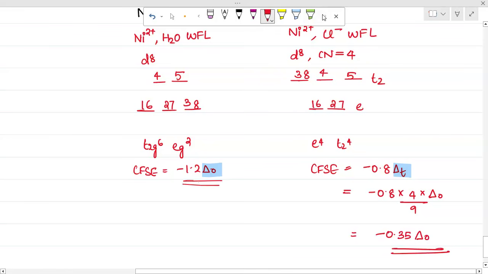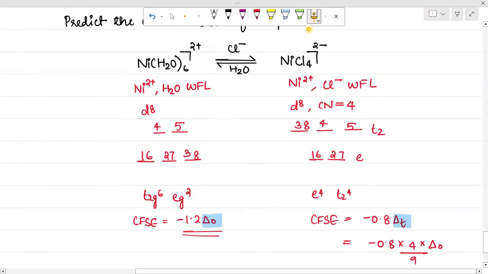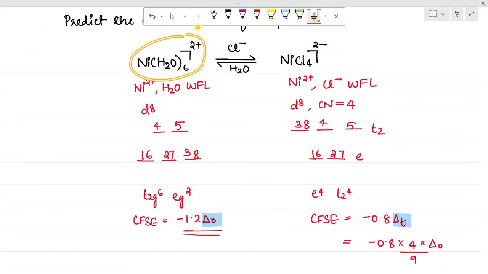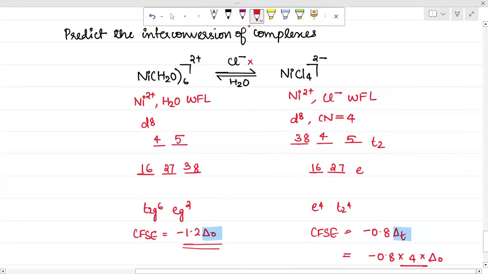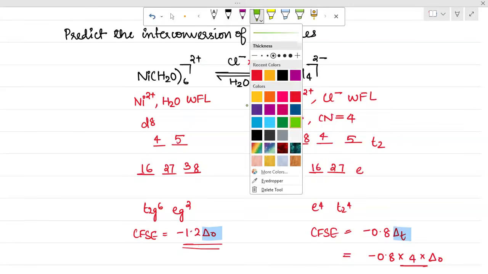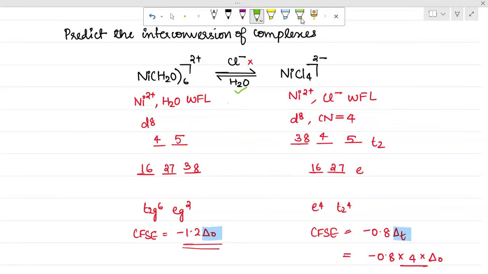So, on one hand, you have minus 1.2 and on the other hand, you have only minus 0.3, which means the octahedral complex is very stable. The octahedral complex upon addition of chloride to form this tetrahedral complex is not that feasible because the stability of the complex is way, way less. So the forward reaction won't be feasible, but the backward reaction would be feasible. Why? Because in the backward reaction, your nickel tetrahedral complex upon addition of water is becoming an octahedral complex whose stability is very high.